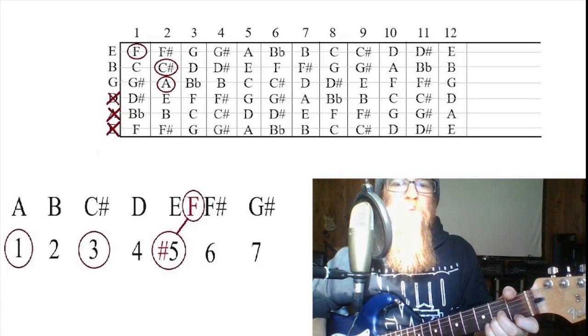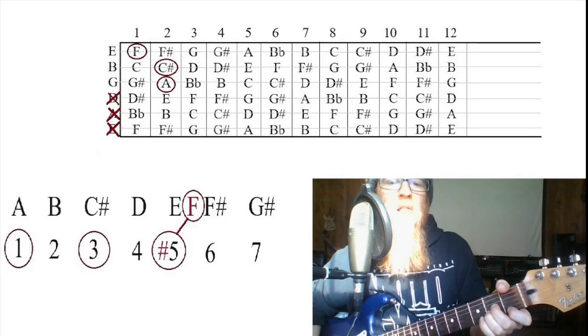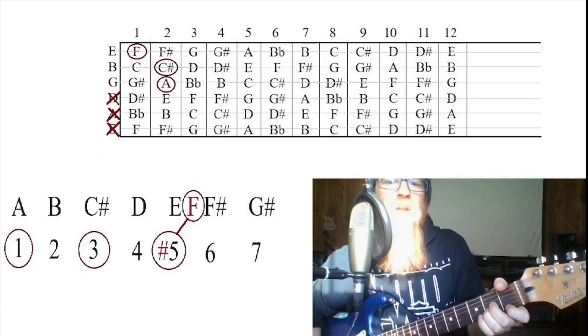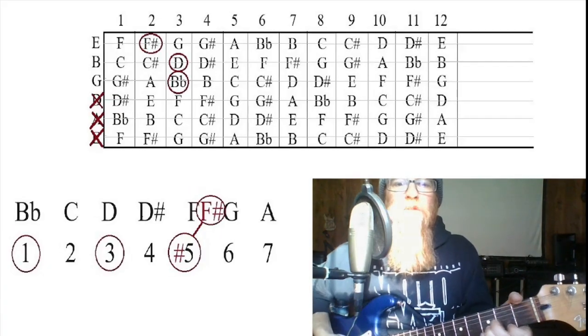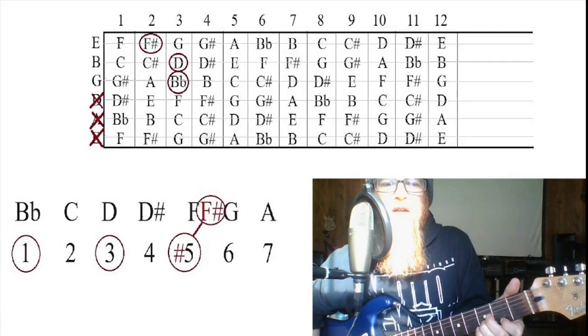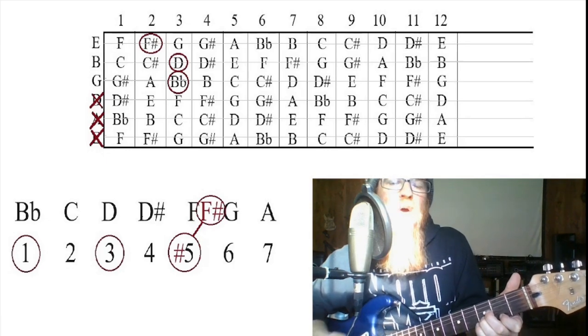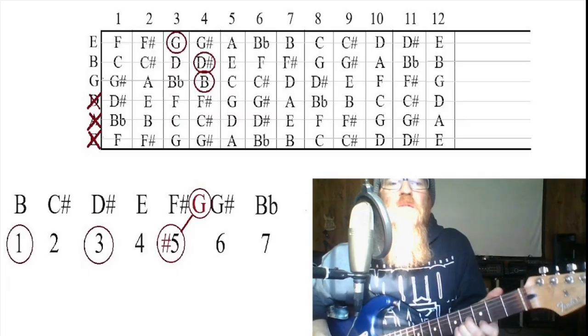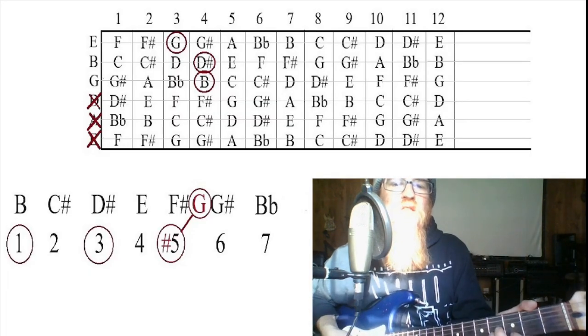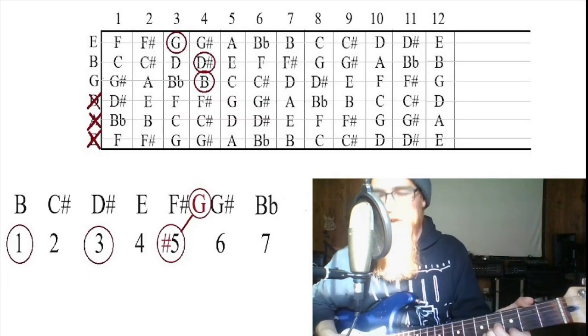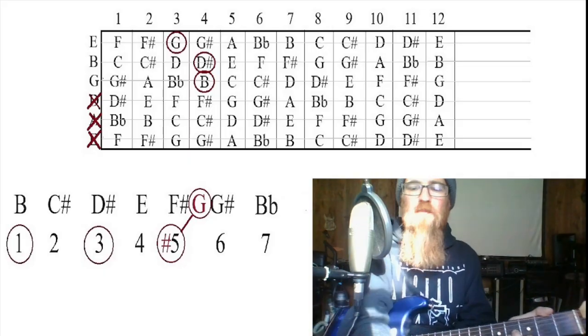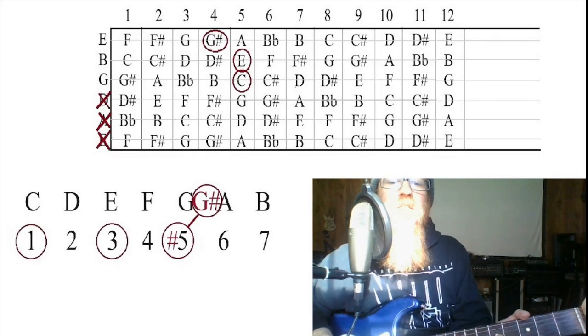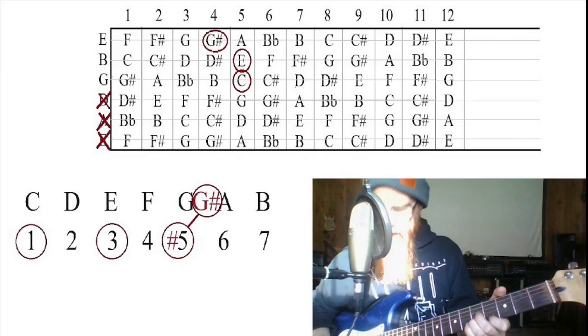Then we're going to move on to A augmented. It's A, C sharp, and F. Then B flat augmented: B flat, D, and F sharp. And all we're doing is using the A minor formation, all moved down one string. Then B, D sharp, and G for B augmented. Then C augmented is C, E, and G sharp.